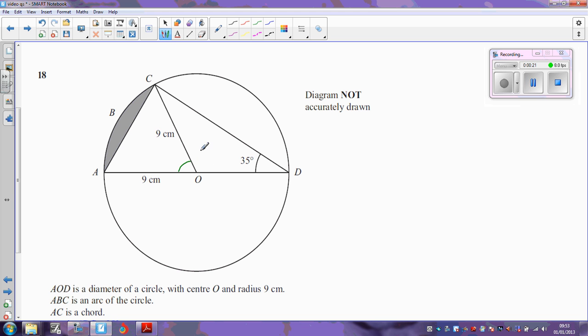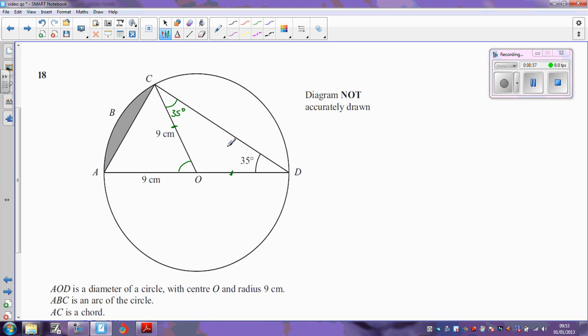Now, I can see that this triangle, triangle OCD, is isosceles because OD is a radius and also OC is a radius, which means that these two angles must be the same. So this must be 35 degrees.